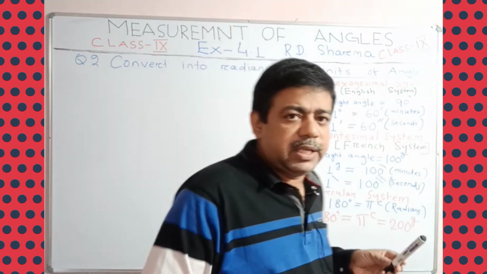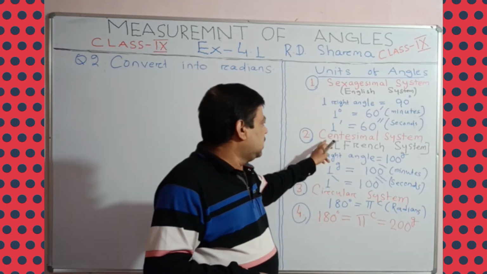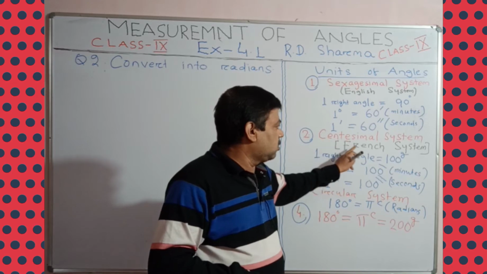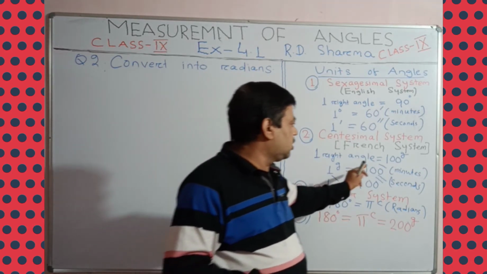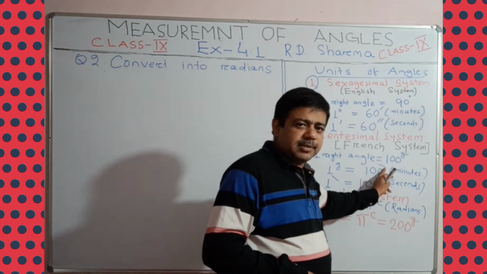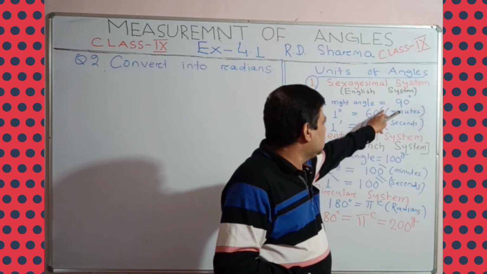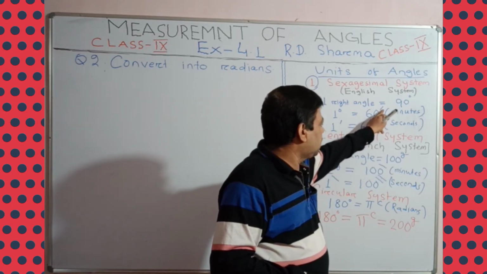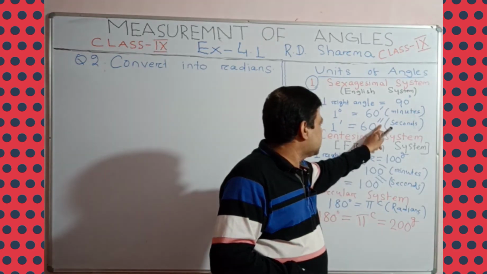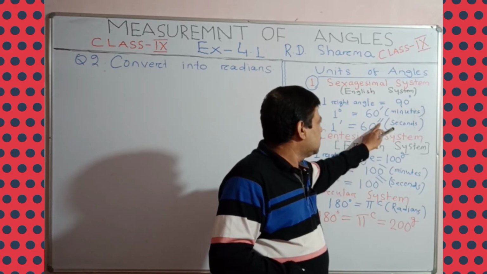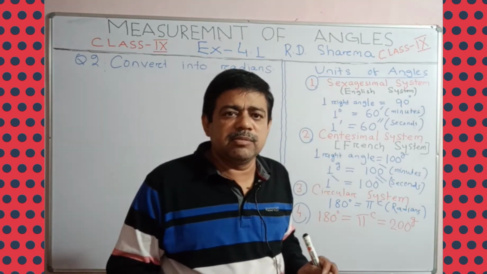One right angle is equal to 90 degree, 1 degree is equal to 60 minute, and 1 minute is equal to 60 second. In the centesimal system, otherwise known as the French system, one right angle is equal to 100 grade, 1 grade is equal to 100 minute, denoted by a backward slash, and 1 minute is equal to 100 second. Here the minute is denoted by a forward slash, and in this case by a backward slash. In the case of second, 1 minute is equal to 60 second, denoted by a double forward slash, and here by a double backward slash.